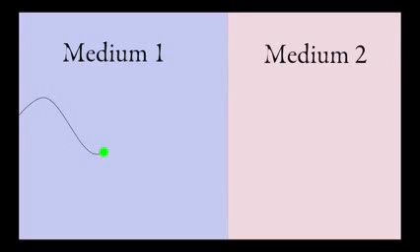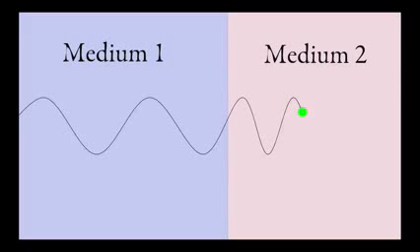So let's look at a transverse wave as it moves into a new medium. As it enters the medium, the speed decreases and so does the wavelength. But notice, the frequency actually remains the same. The time it takes to complete one cycle has not changed.